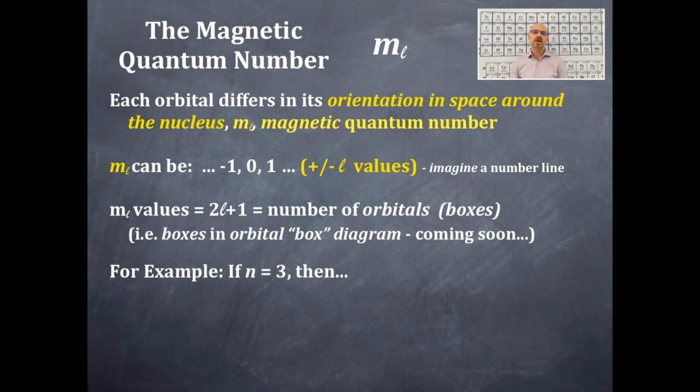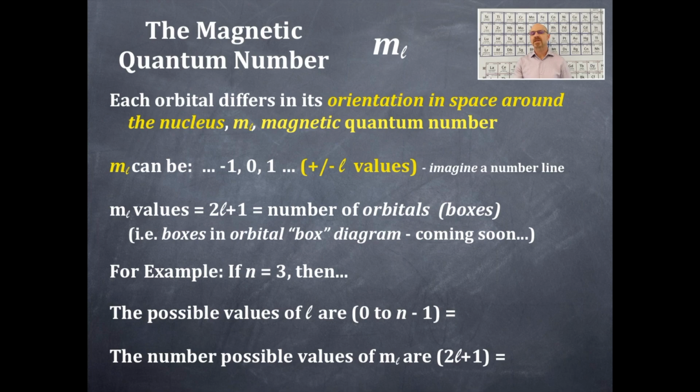So if we take an example of n equals 3, where n is the principal quantum number, the possible L values are 0 up to n minus 1, and then the number of possible m sub L values is 2L plus 1. So if n is equal to 3, what are the possible L values? I want you to try to plug those in. That's going to be 0, 1, and 2. I've color-coded these, so hopefully you can understand this.